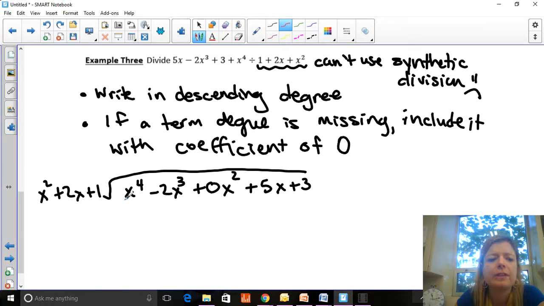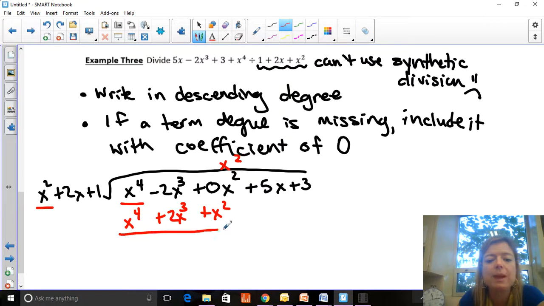Okay, so again, it's just the first term divided by the first term. So x to the power 4 divided by x squared is x squared. Okay, so x squared times all of this: x squared times x squared is x to the power 4. X squared times 2x is plus 2x cubed. And x squared times 1 is plus x squared.